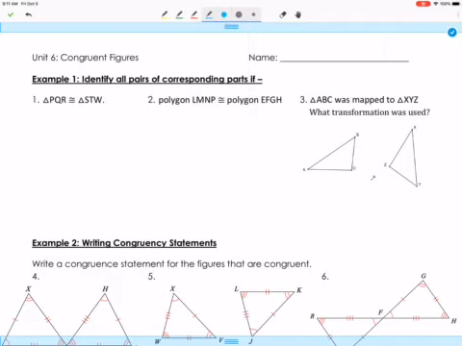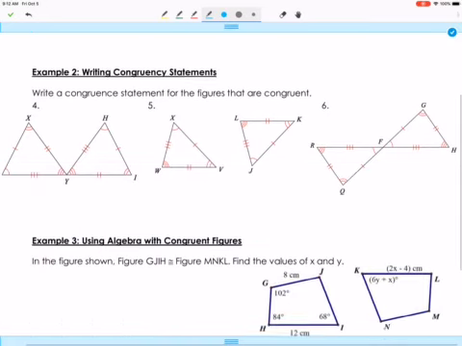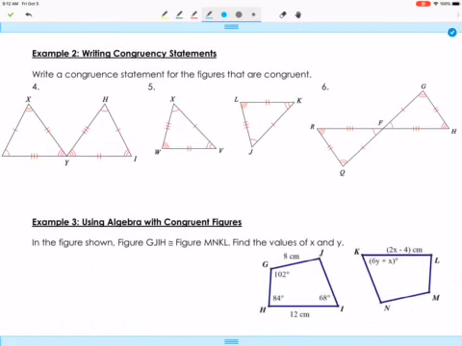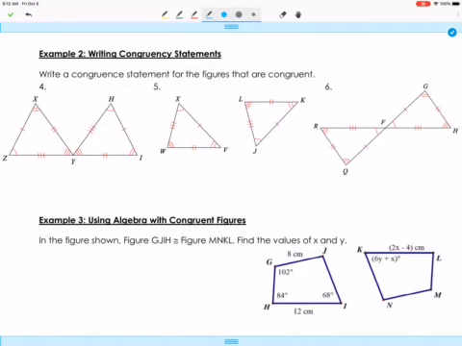If I have a triangle, I should have 6 parts total because you have 3 sets of angles and 3 sets of sides. If I have a polygon with 4 sides, I should have 8 total: 4 angles, 4 sides. And then same thing for 3, but then also, to review from last unit, what transformation could I have used to map ABC onto XYZ? All right? So you can always go back and fill those in, practice on your own.